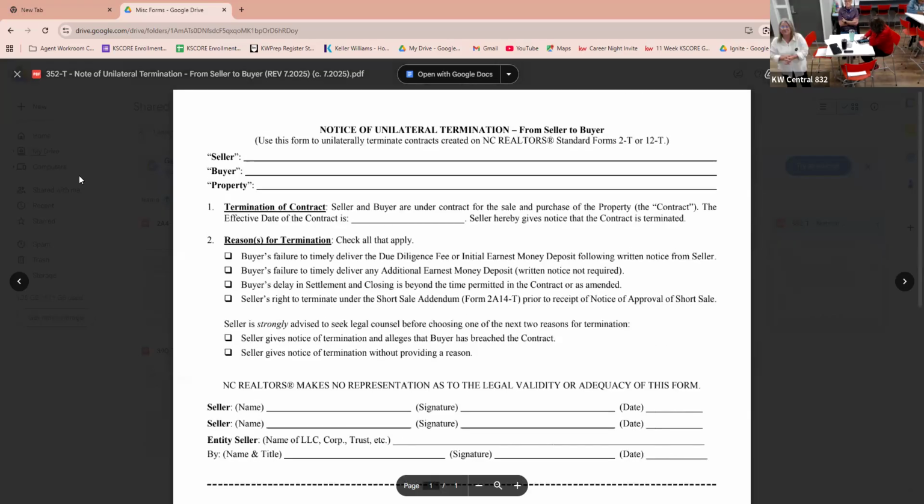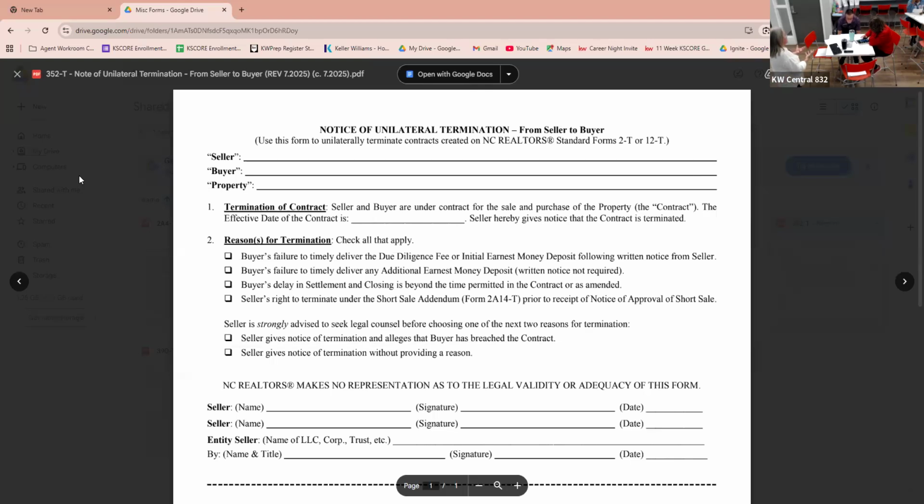Okay, notice of unilateral termination from the seller to the buyer. This is when the seller can unilaterally terminate the contract, meaning the buyer doesn't have to agree, the seller can just terminate. One reason is the buyer's failure to timely deliver the due diligence fee or initial earnest money following written notice from the seller. So there is a form for that.